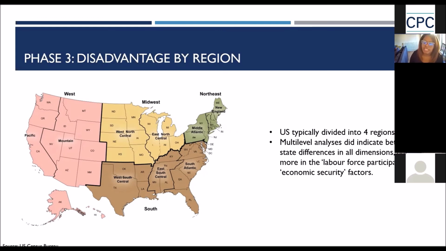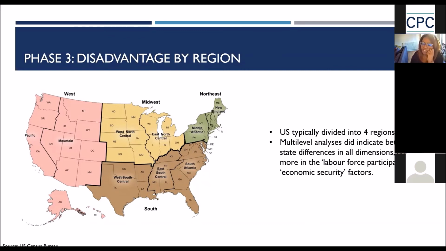In my PhD, I explored disadvantage using a multi-level model where individuals were nested in states. And I found that there were between-state differences in the experience of disadvantage, particularly in labor force participation, and even more so in economic security. Marriage as a social resource had the least variation, though an outlier for above average was Utah, and an outlier for below average was Washington, D.C.